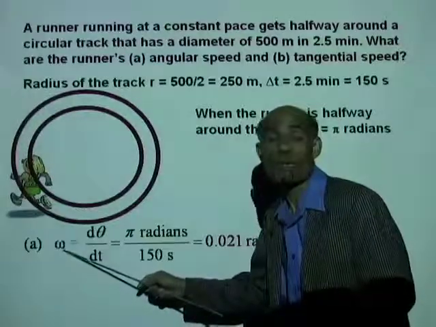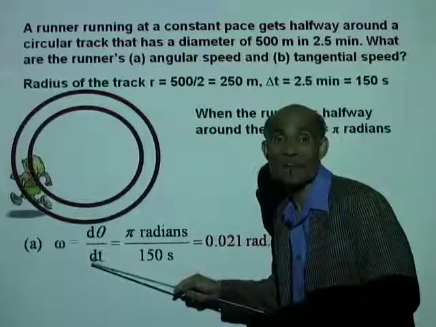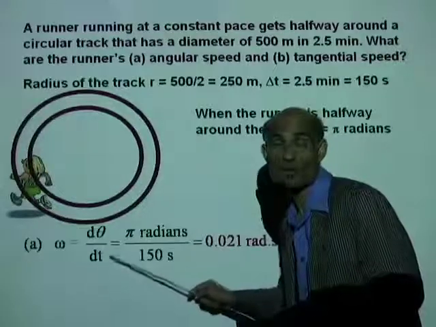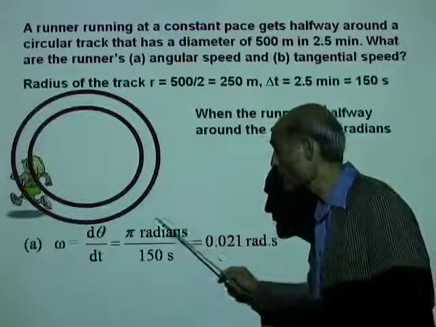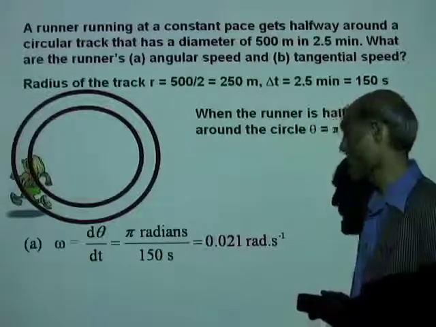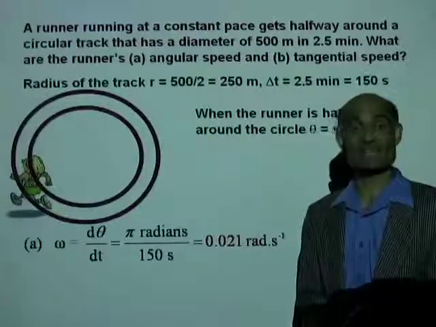Therefore, omega, the angular velocity, is delta theta divided by delta t, the rate of change of angular displacement. That is pi radians divided by 150 seconds, that is 0.021 radian per second.